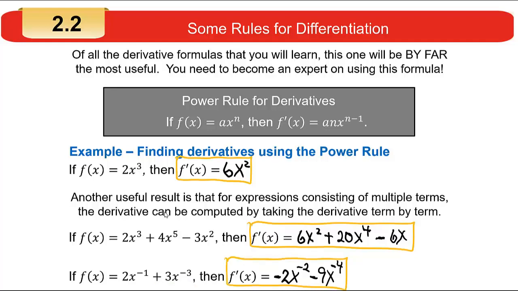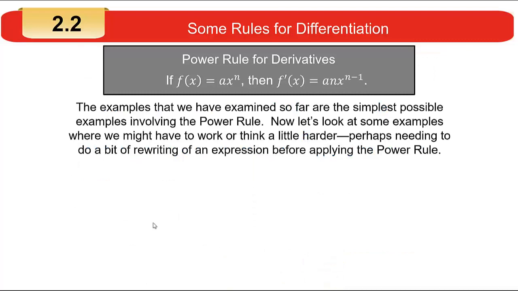Simple enough, but you do need to practice. Get rid of all your little trivial mistakes. Make sure you understand the power rule and how to apply it. Now, the ones we've done so far are the simplest possible examples of the power rule. You couldn't get much simpler than what we've done so far. But let's bump it up a little bit and look at some problems where maybe you have to either think or work a little bit harder, and maybe you have to rewrite something a little bit before you can actually apply the power rule. So we're going to bump the level up a little bit.